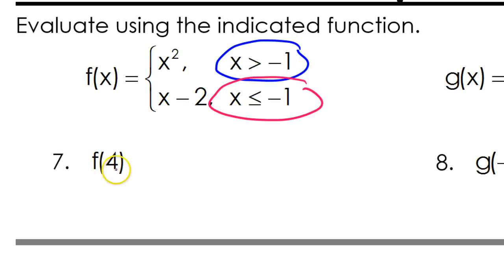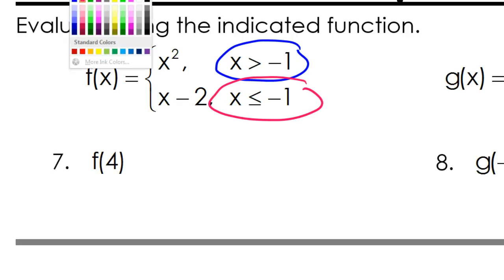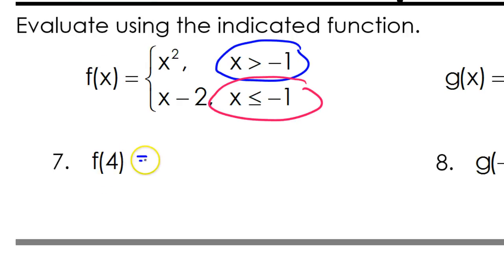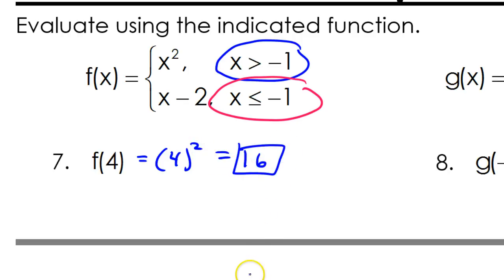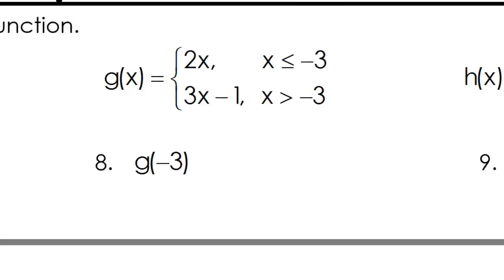So if the x value is 4, am I going to use the top function or the bottom function? Going to use the top. Okay, 4 is greater than -1, so I'm going to use the top function. So that tells me, using the top function, this should be 4 squared, which is going to be 16. Okay, so that's it for that one.